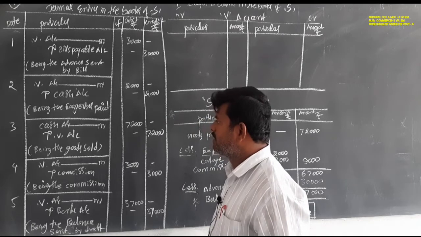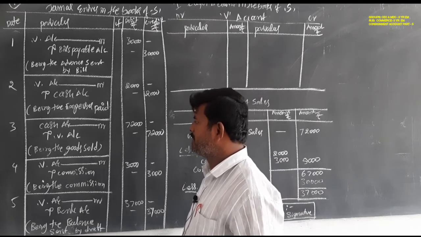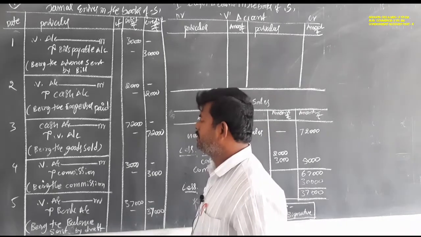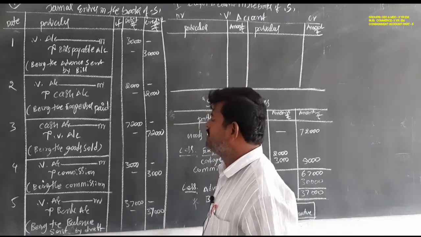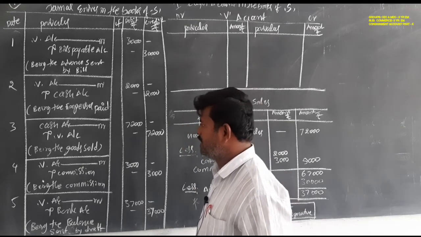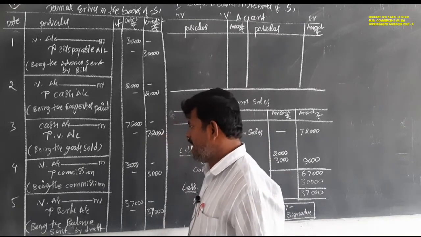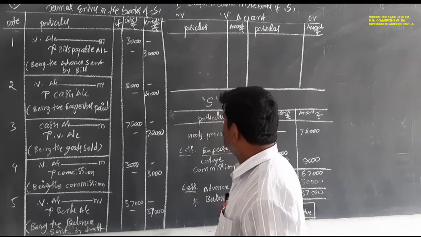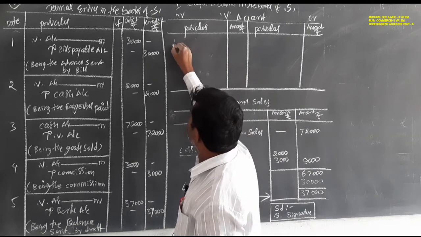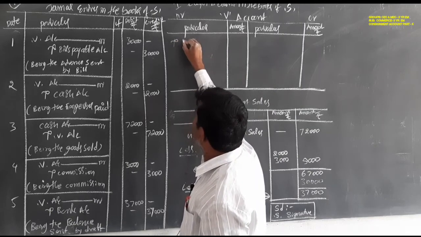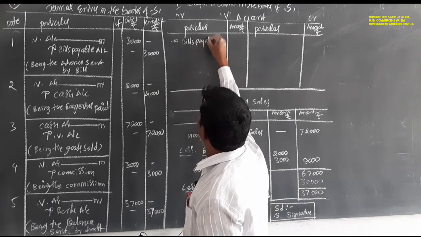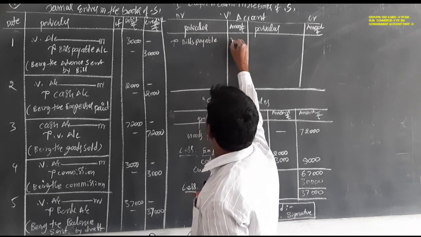Next, commission: V account debit to commission account. V is the commission payable to the consignee. So V is the debtor in case of expenses paid and commission paid. Last one, find out through this account. First, to bills payable, for advance, amount is 30,000 rupees.